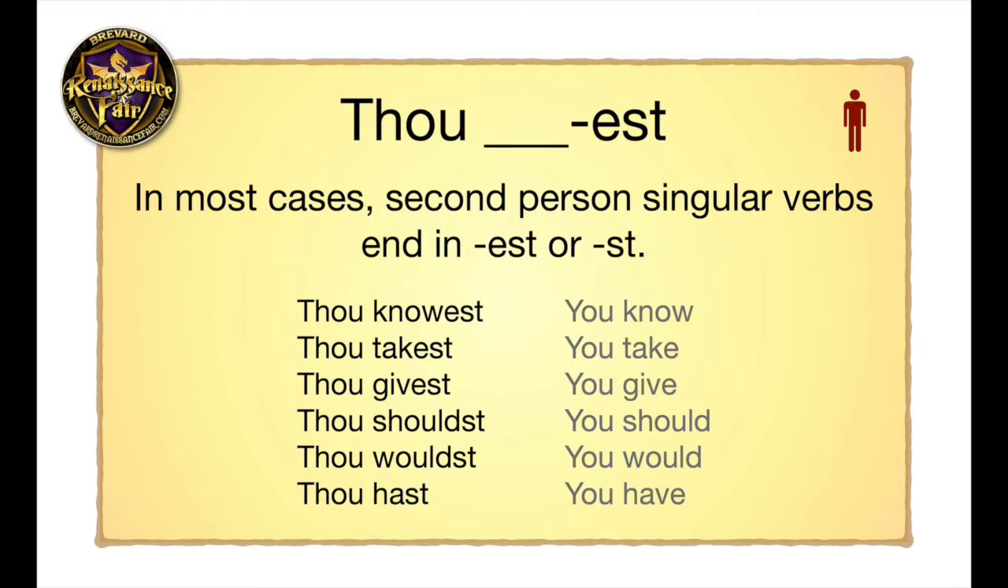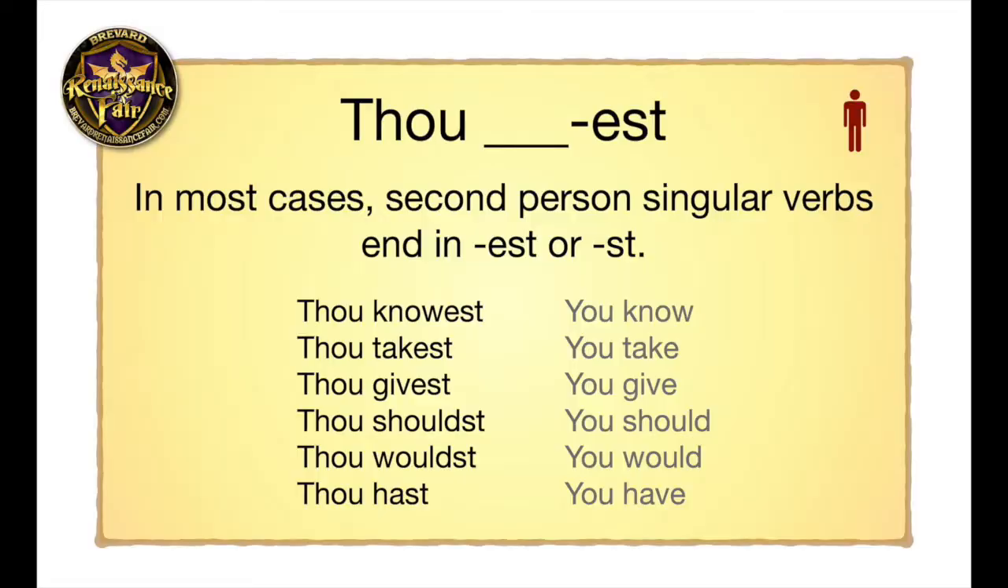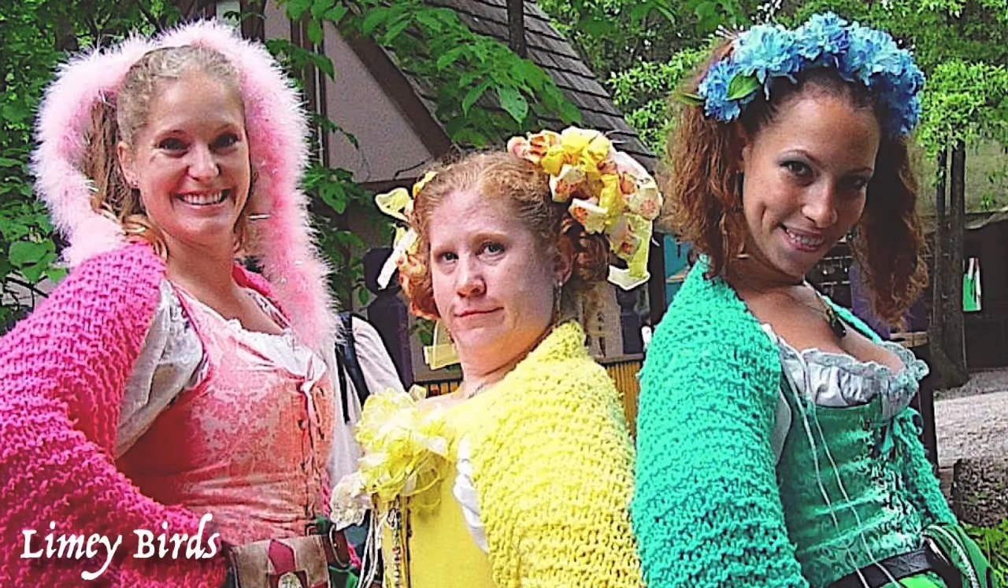To us, speakers of modern English, the right-hand column with the pronoun you can mean one of you or many of you. But in medieval or Renaissance English, it would have meant more than one. For example, thou knowest would mean only one of you knows, and you know would mean a group of you know. Thou givest would mean one of you gives, and you give would mean a group of you give. Make sense?